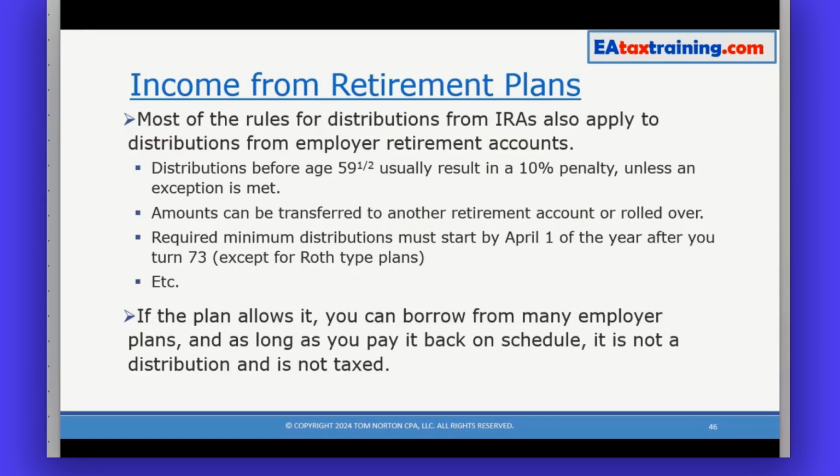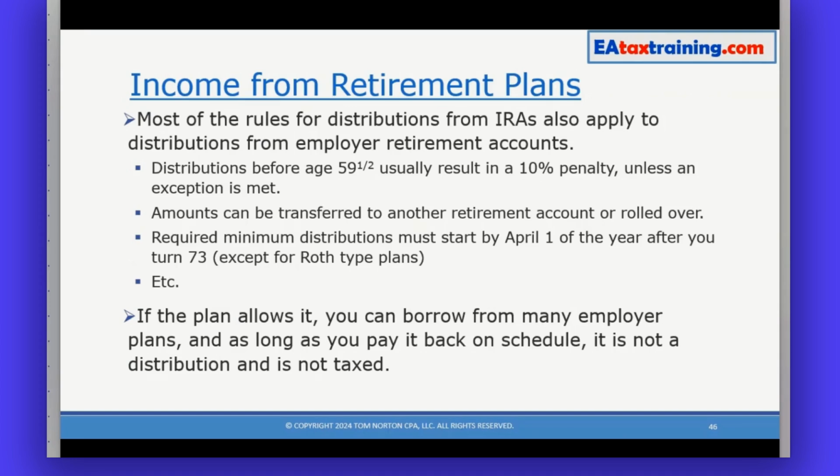Most of the rules for distributions from IRAs also apply to distributions from employer retirement plans. So you've got the 10% penalty for early withdrawals. Those same rules are going to apply to 401k, 403b plans, etc., including the exceptions. Those also apply.